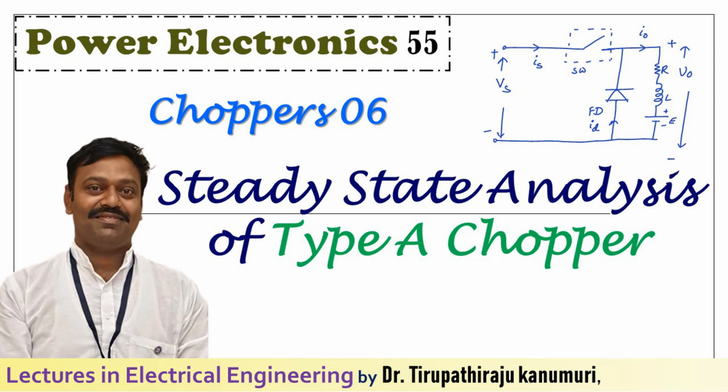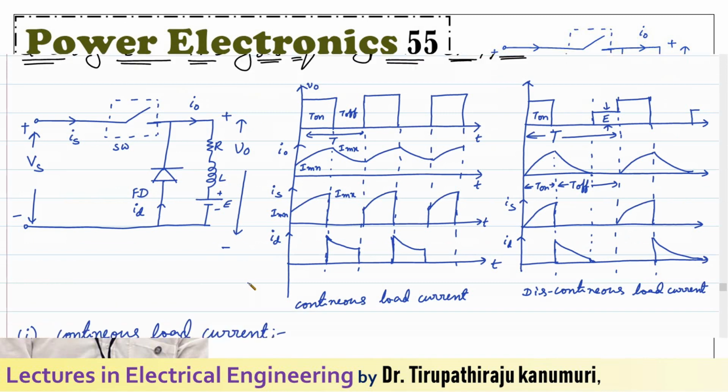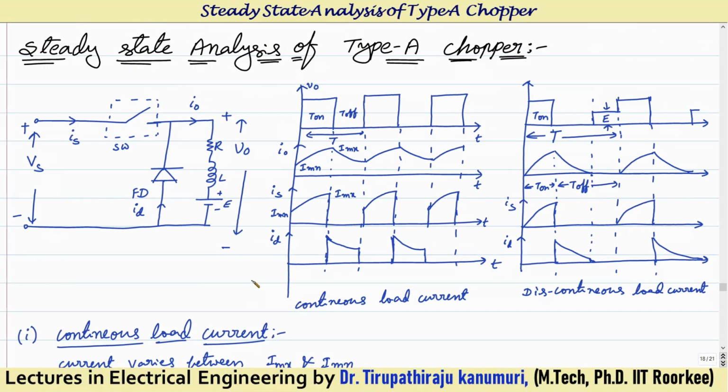Hi all, today we are going to see the steady state analysis of type A chopper. Whatever procedure we adopt today for the type A chopper, a similar procedure can be adopted for the remaining types of choppers, because which type of numerical will come and how to analyze it depends on a case-to-case basis. That's why I am solving one case so that you will understand how to solve it. The same procedure you can adopt for the other cases.